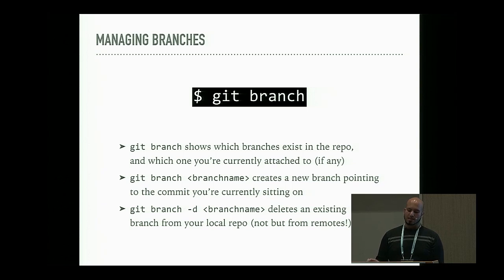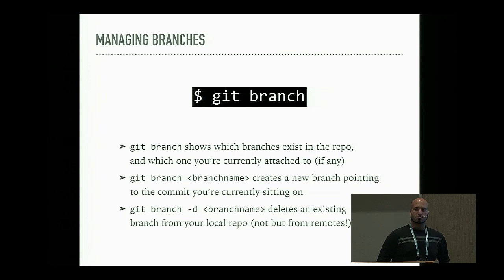You can also run git branch followed by the name of a branch in order to create a new branch. And that new branch will point to whatever commit you're currently sitting on. And if you do git branch -d, that will delete a branch, which again, only deletes the pointer. It does not delete the commit. Because these operations are on pointers, not on commits.